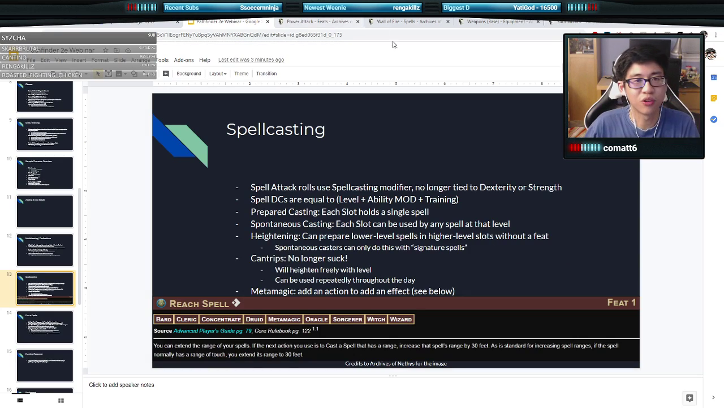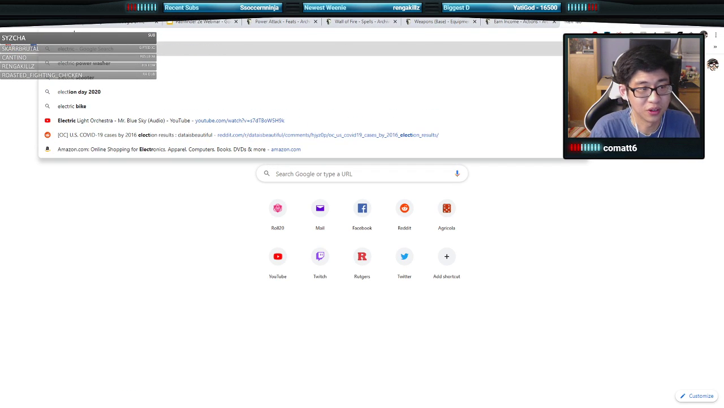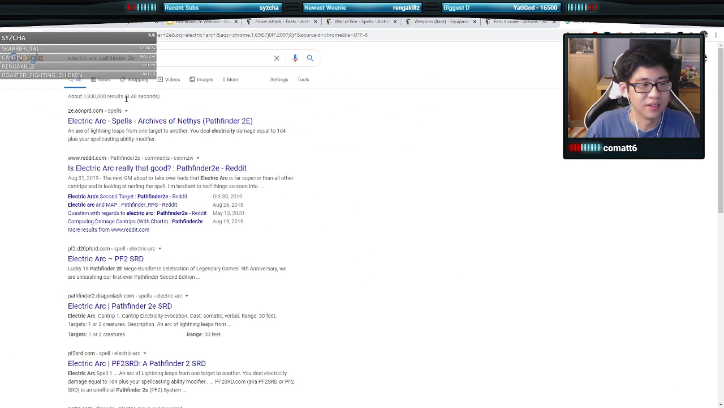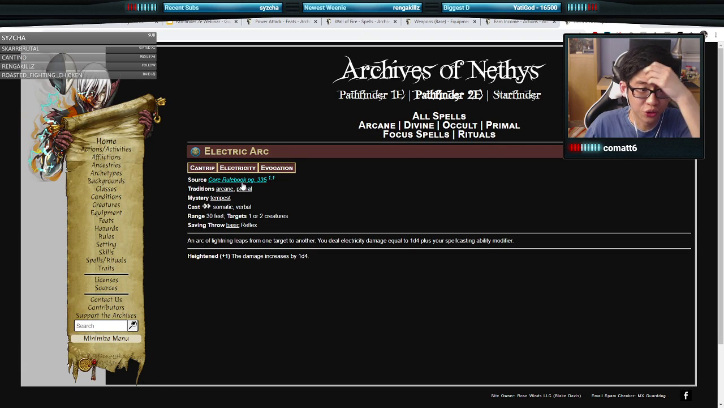So let me bring that up real quick. Let me just search our favorite spell, Electric Arc, and let's take a look. So it's on the Arcane spell list and also the Primal spell list, which means it can be used by wizards and druids. It is a 1st level cantrip. It takes 2 actions to cast. It has a range of 30 feet.